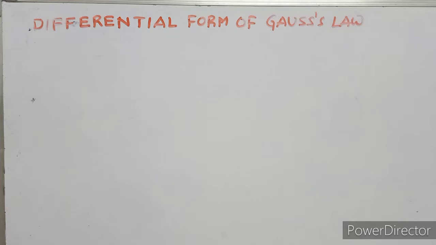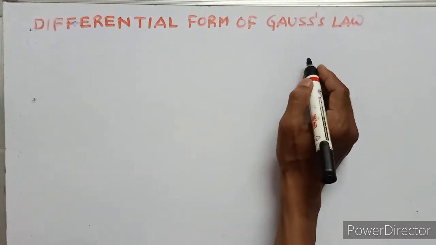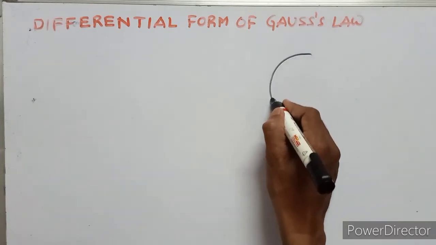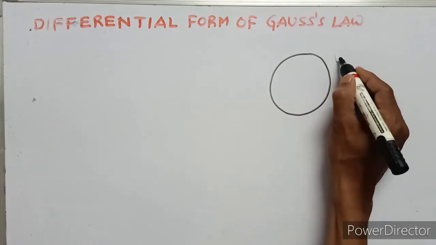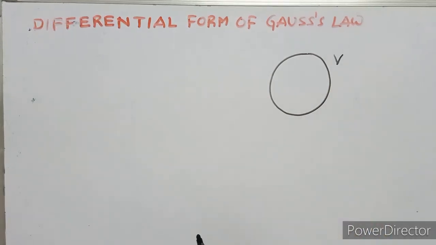Differential form of Gauss's law. First of all, this is the closed surface. This is the Gaussian surface. The volume of this surface is V.